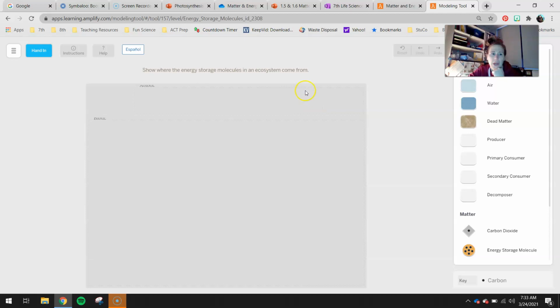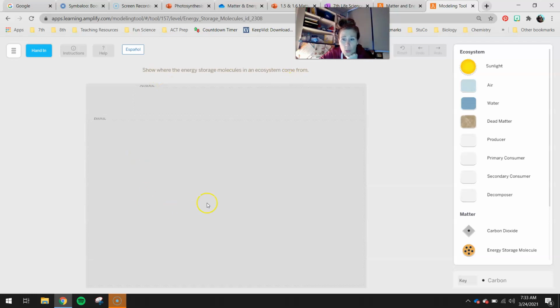and it takes you guys into this blank modeling tool here. All right, so what we see at the top is a box for abiotic, and we have a box for biotic. So remember, bio means life, so biotic is anything that we consider living. So we're going to be looking obviously at things like producers there.